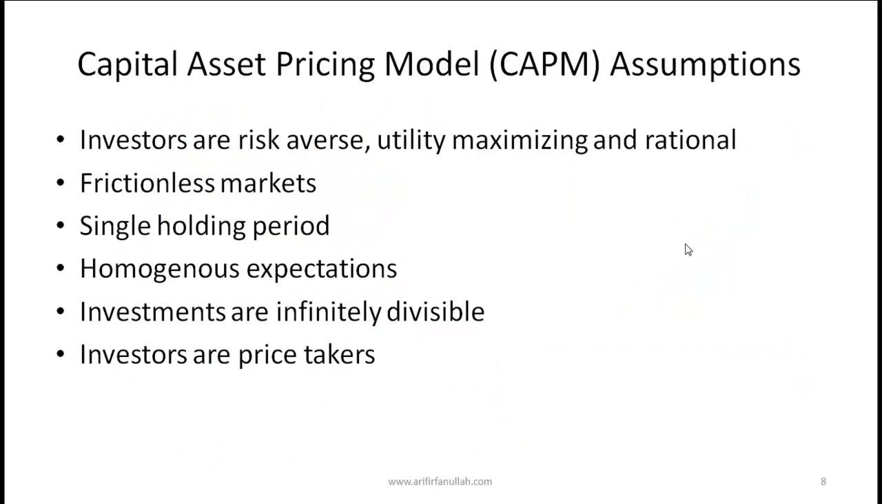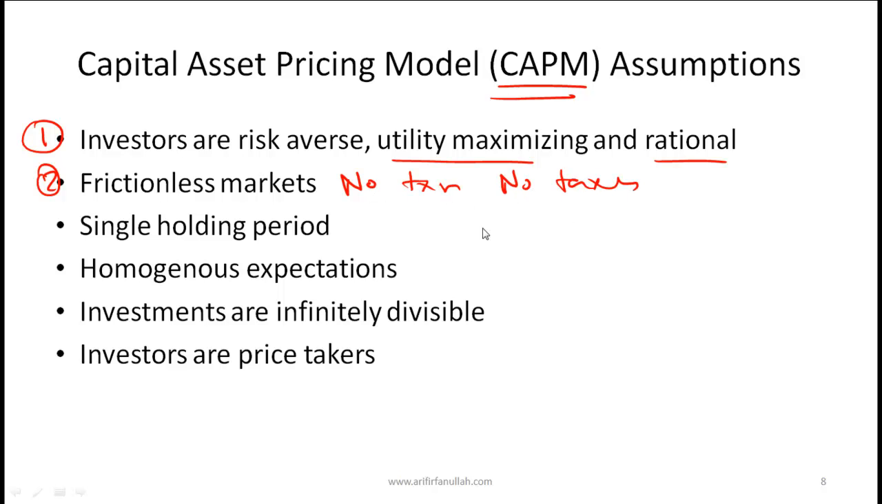Okay, now let's talk about one of the most important items in finance, which is the capital asset pricing model, or CAPM, and we will begin by looking at the assumptions behind CAPM, and you need to memorize these 6 assumptions. So number 1 is that investors are risk averse, which means that to take on risk they need to get a higher return. They are utility maximizing, so they want to be as happy as possible, and investors are rational. The second point is that we have frictionless markets, which means no transaction costs, no taxes, and so on.